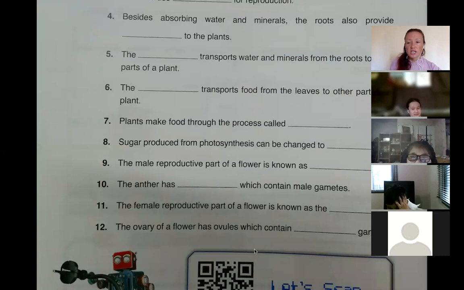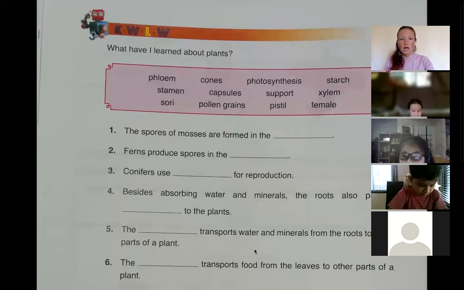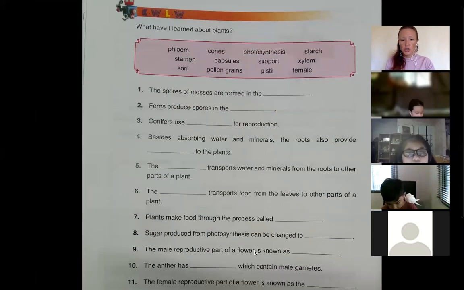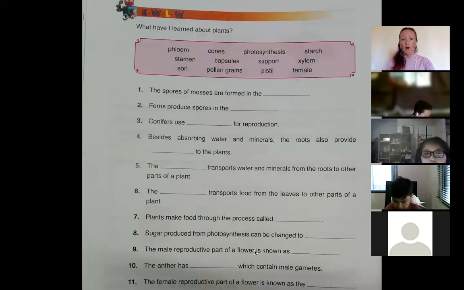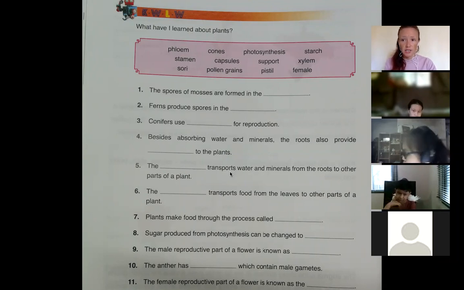Unfortunately, we don't have time to do this part, what I have learned about plants. Next time we will do this, because my plan was to finish this one as well, but you are not so active, you are quite lazy, that's why we don't have enough time. It was your homework, and I will check it and see if everything you did is right or wrong.